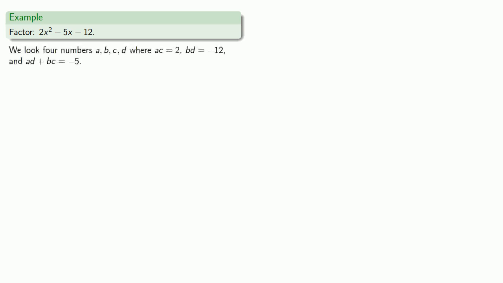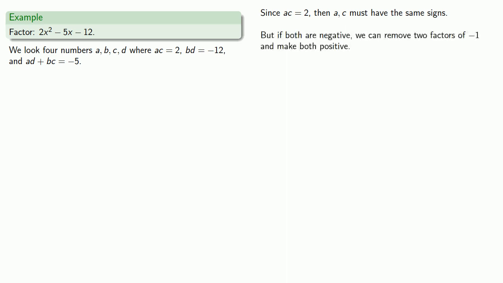So let's try to factor 2x squared minus 5x minus 12. We want to find four numbers where ac equals 2, bd equals negative 12, and ad plus bc is negative 5. Now we can simplify our problem slightly. Since ac equals 2, then a and c have to have the same signs. But if both are negative, we can remove two factors of negative 1 and make both positive. So we can assume that a and c are both positive.